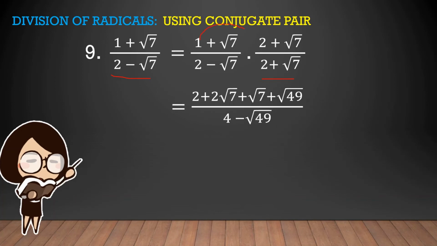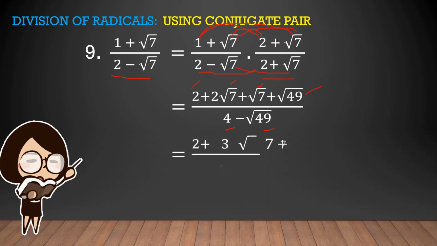So, 1 times 2 is 2. Okay? So, multiplying binomials. Then, 2 times square root of 7 is 2 square root of 7. Then the outer, 1 times square root of 7 is square root of 7. Then the last term, square root of 7 times square root of 7 is square root of 49. The denominator, 2 times 2 is 4. Negative square root of 7 times positive square root of 7 is negative square root of 49.